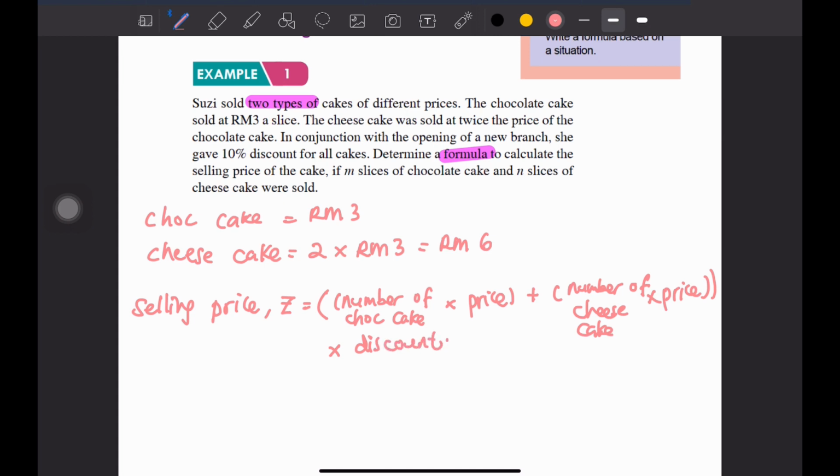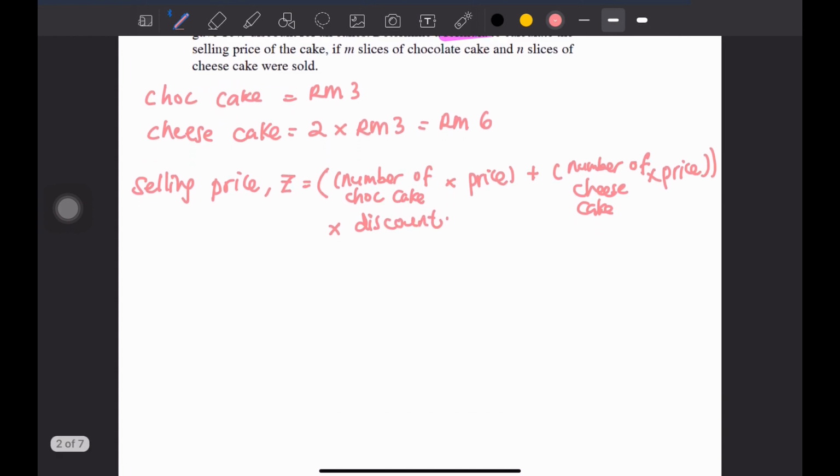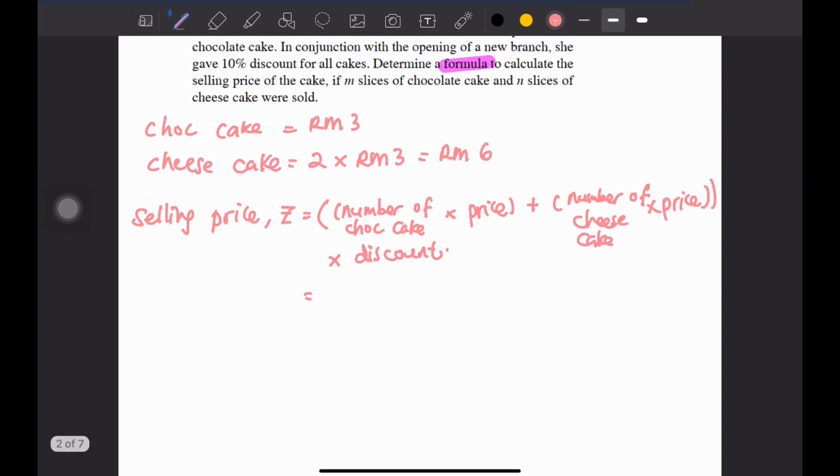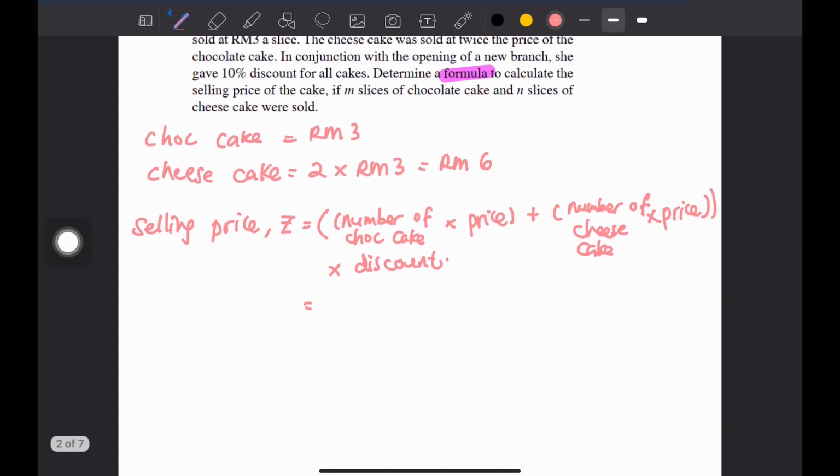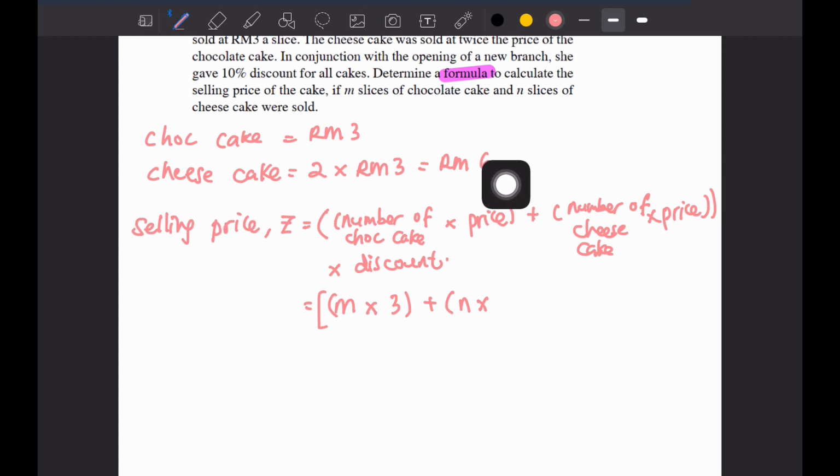Now, for chocolate cake, how many chocolate cakes? M slices, so we put M here. The price of chocolate cake is RM3, so times 3. For example, I just put in the values without the unit. And then plus the number of cheesecakes, which is N, times the price of cheesecake, which is 6.